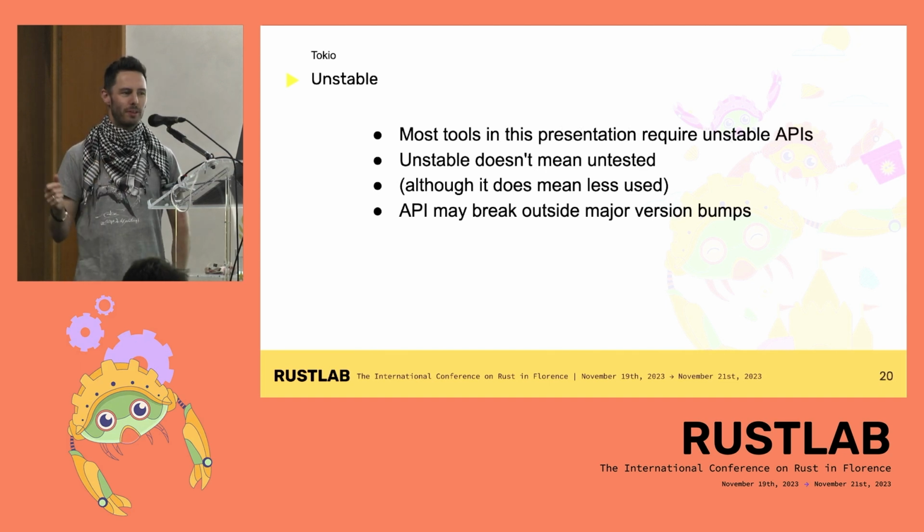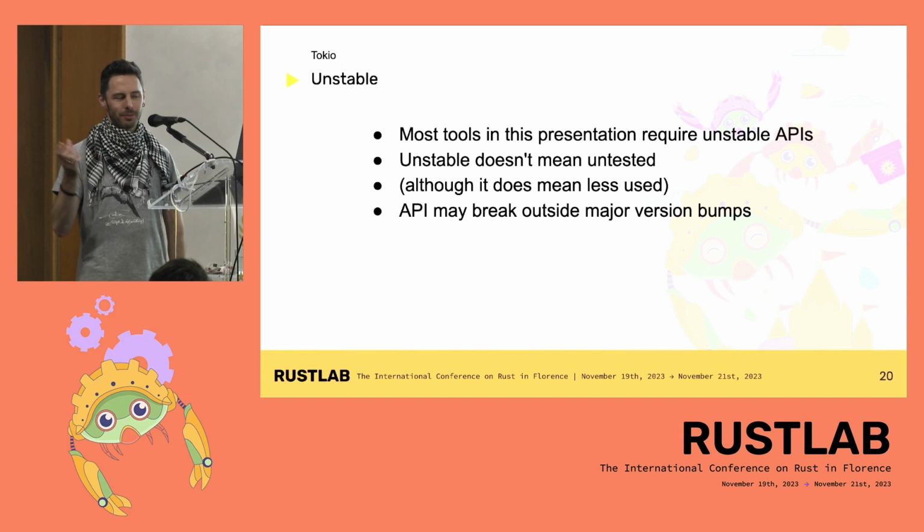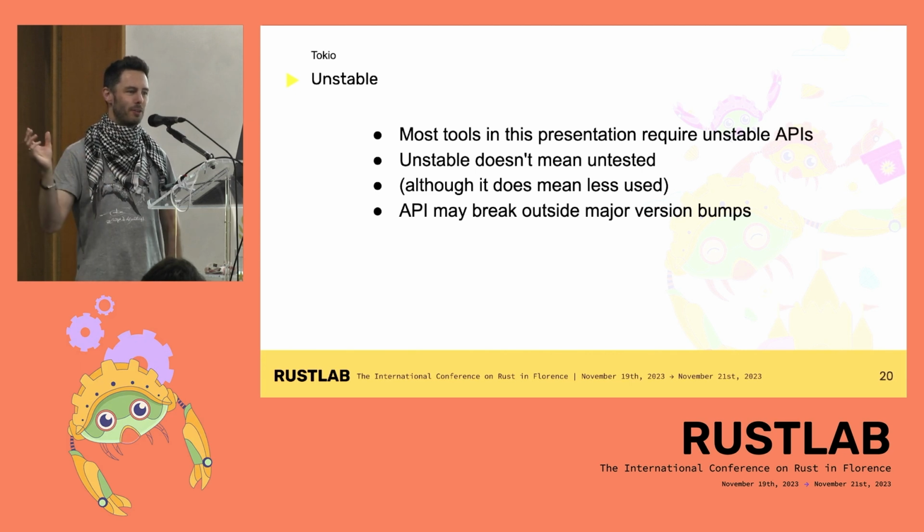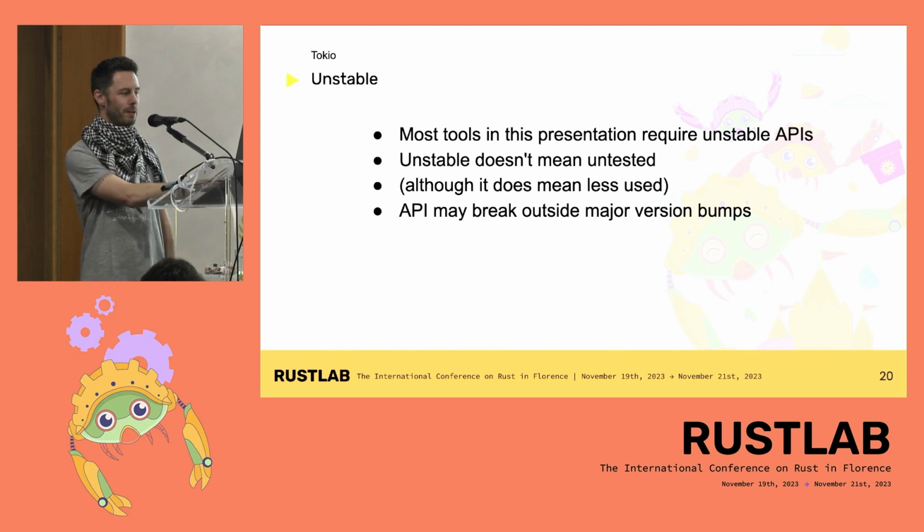So first, a little bit of the elephant in the room. Most of the tools in this presentation require Tokio unstable APIs. Unstable doesn't mean untested, although probably less used because you have to enable it manually. But it does mean that the APIs may break outside of major version bumps. That's the most important thing here, and the fact that you have to enable it. I know of larger companies that are running Tokio unstable in production with enormous amounts of traffic. So it's not that it can't be done. You probably want to be a little bit more careful.